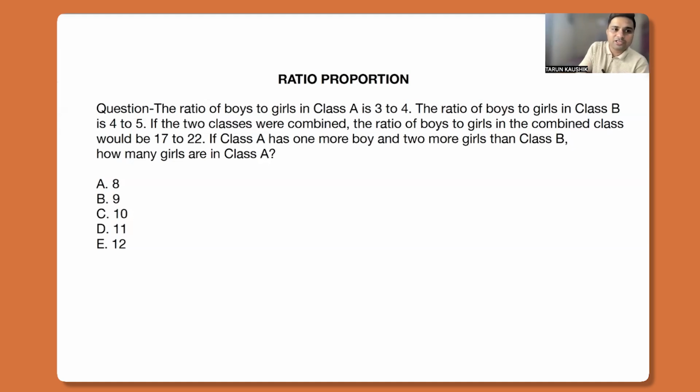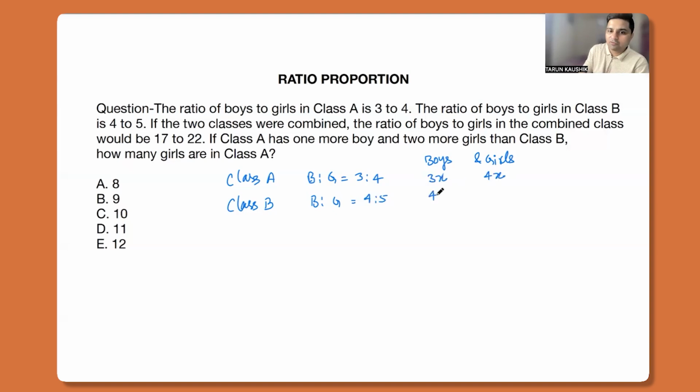So if I read the question, it says there were two classes, class A and class B, where the ratio of boys to girls is 4:5. So I can write down quickly that in class A, the ratio of boys to girls is 3:4. In class B, the ratio of boys to girls is 4:5. If I have to write down the boys and girls for both the classes separately, I can say if there are 3x boys, then there are 4x girls. In class B, if there are 4y boys, then there are 5y girls.